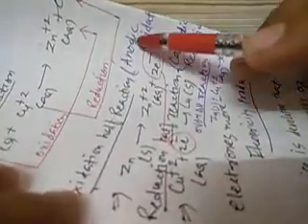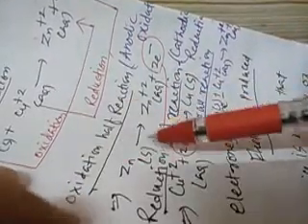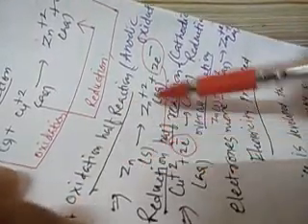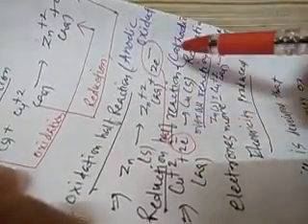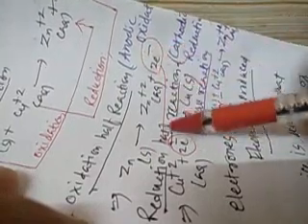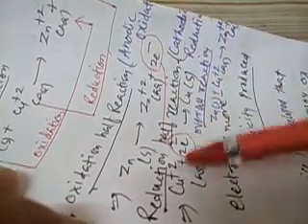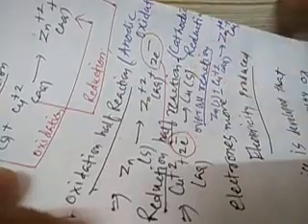As we have already seen here, my dear students, at the anode oxidation takes place. You can see here anodic oxidation. So at the anode, zinc is converted to Zn²⁺ plus 2 electrons, and these 2 electrons move towards the cathode, and the Cu²⁺ ion is converted to solid Cu. So let us understand the same here.